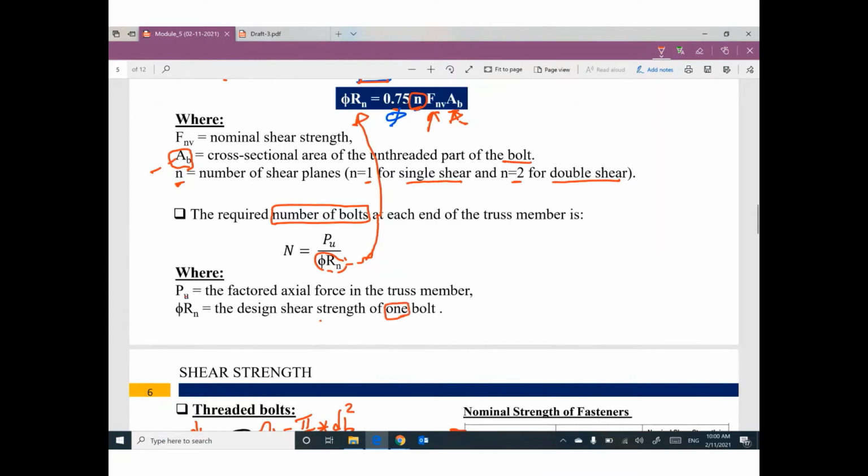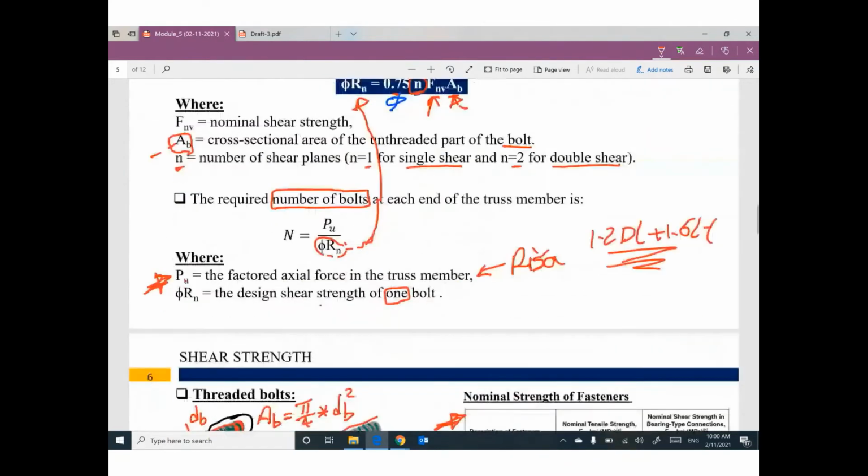P ultimate is the factored axial force, which you got from structural analysis. You get it from RISA, 1.2 dead load plus 1.6 live load, or whatever the combination. It is the factored axial force, tension or compression, from structural analysis. Divide this value by phi Rn, and I can determine how many bolts I need. Is it easy?